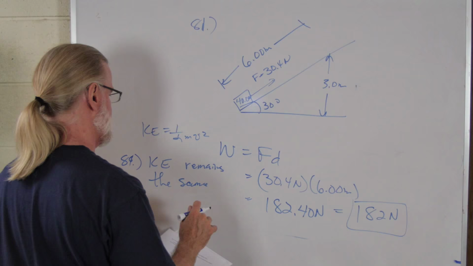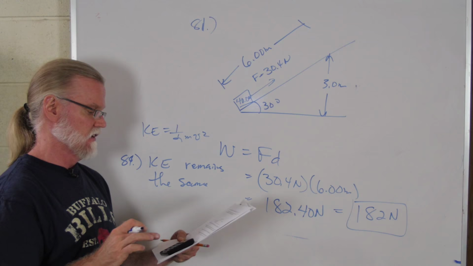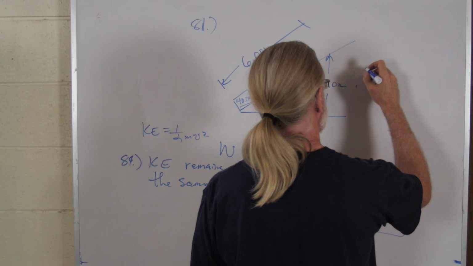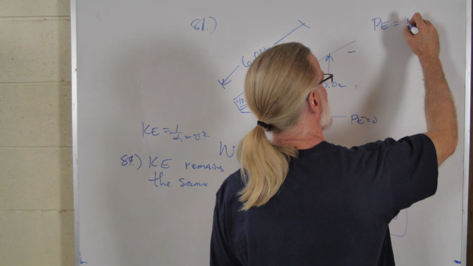State what happens to the internal energy. Well, as it slides along the incline. I skipped a problem. Calculate the total increase in gravitational potential energy. All right, so we'll say potential energy here is zero. What's the potential energy here? Potential energy is mgh, so mg delta h, it's a change in potential energy.